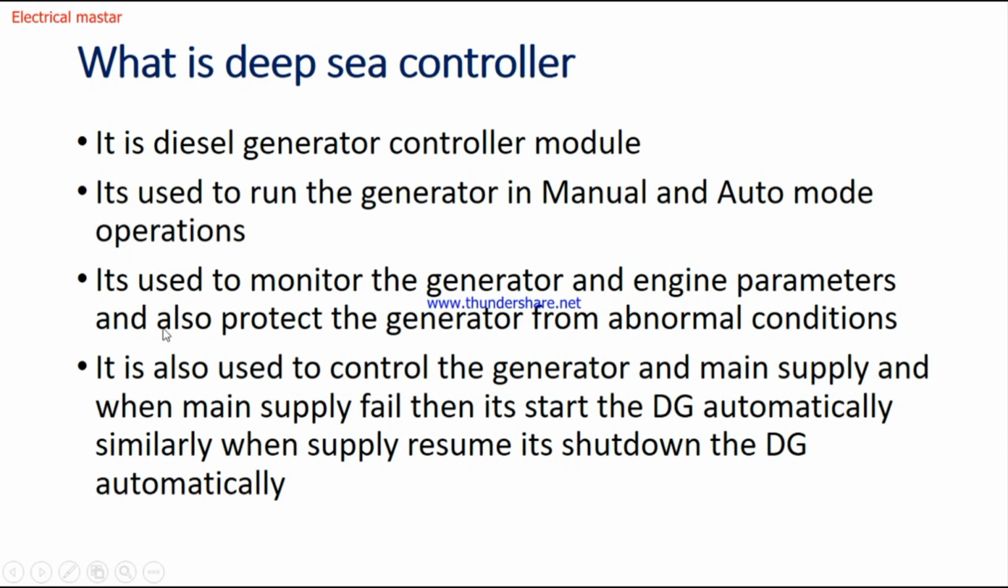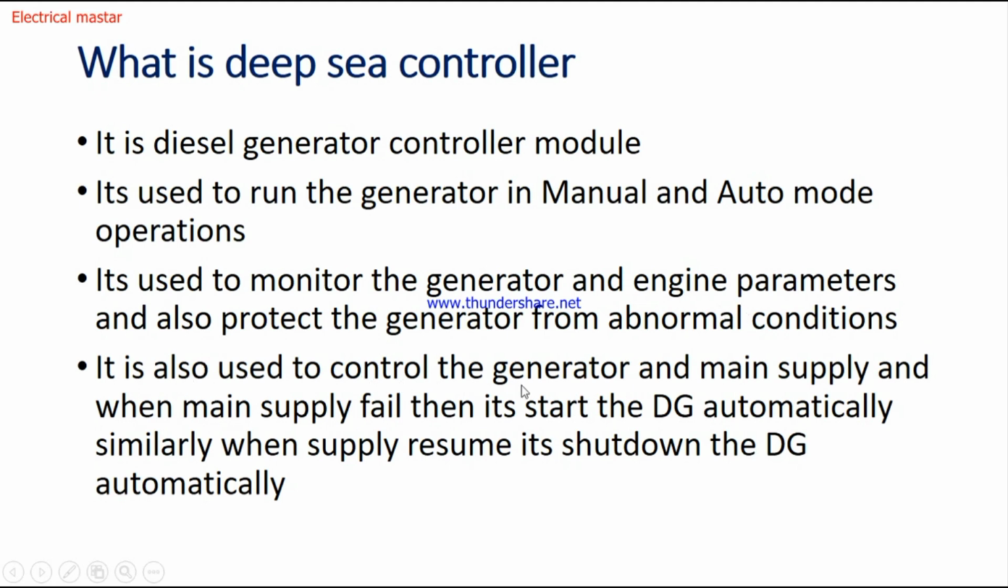monitor here. It also protects the generator from abnormal conditions. Abnormal conditions like overload, underspeed or overspeed, low oil pressure, or any electrical fault like short circuit, overcurrent or earth fault, the controller will sense and it will trip the generator.